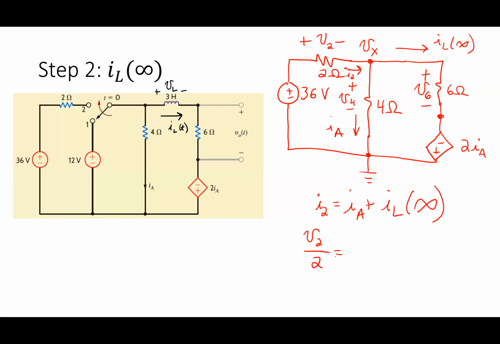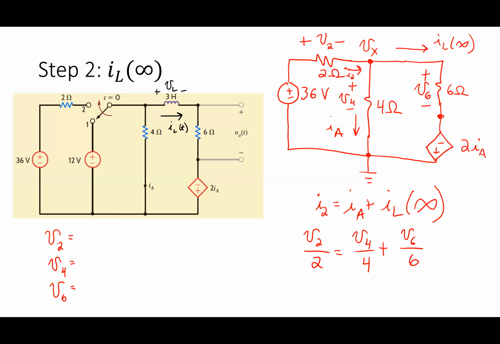What about IA right there? V4 divided by 4 ohms. What about IL of infinity? Well, that would be V6 divided by 6 ohms. Right? So V6 was the voltage across that 6 ohm resistor. V4 was the voltage across that 4 ohm resistor. Now I can write all those things in terms of the node voltages, right? So let's do that. V2, V4, and V6.